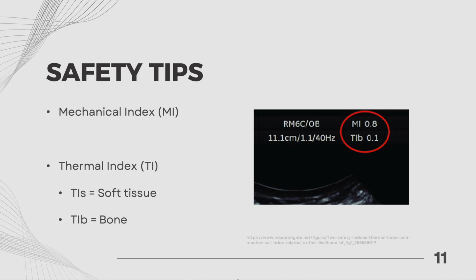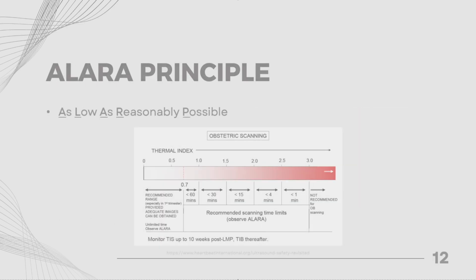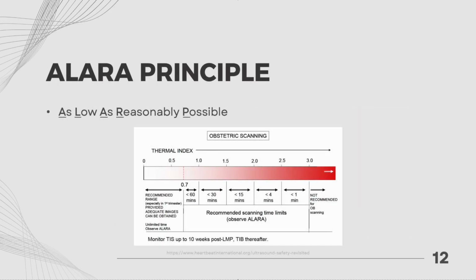We also have the thermal index, which is another safety metric, which indicates the potential of creating heat within an ultrasound beam. This thermal index varies with different types of tissue. So for example, TIS, which is soft tissue, is displayed early in the first trimester to assess fetal heart Doppler. We also have something called the ALARA principle, which stands for as low as reasonably achievable.